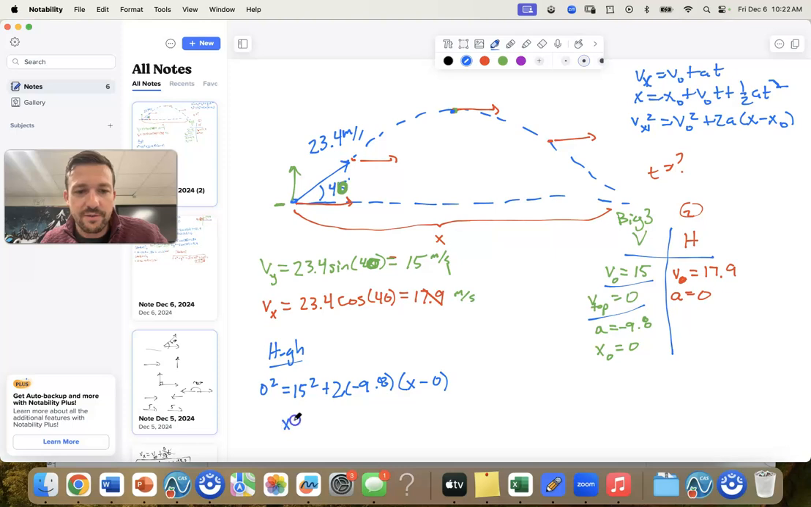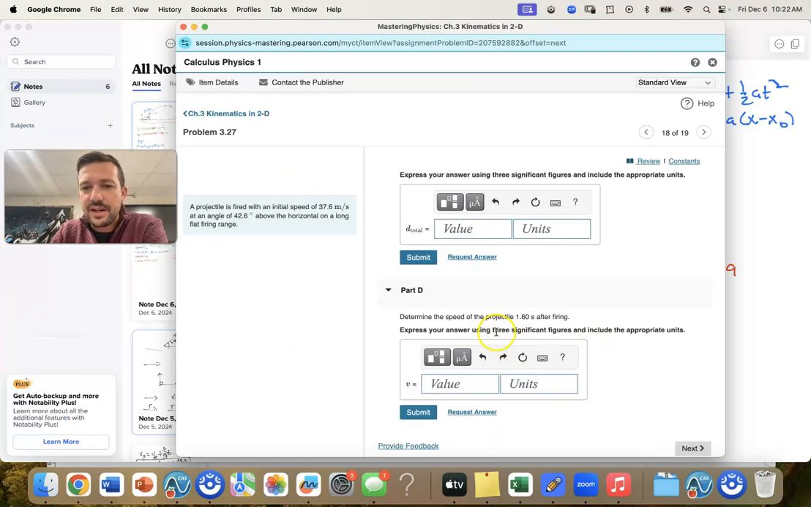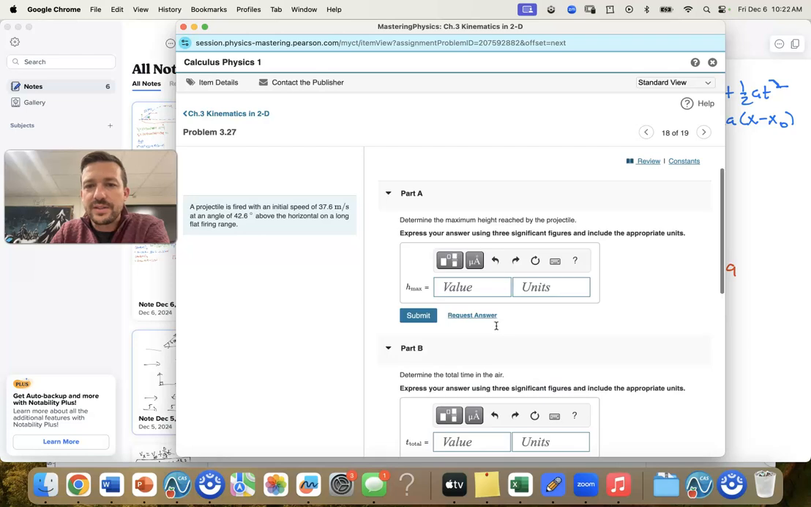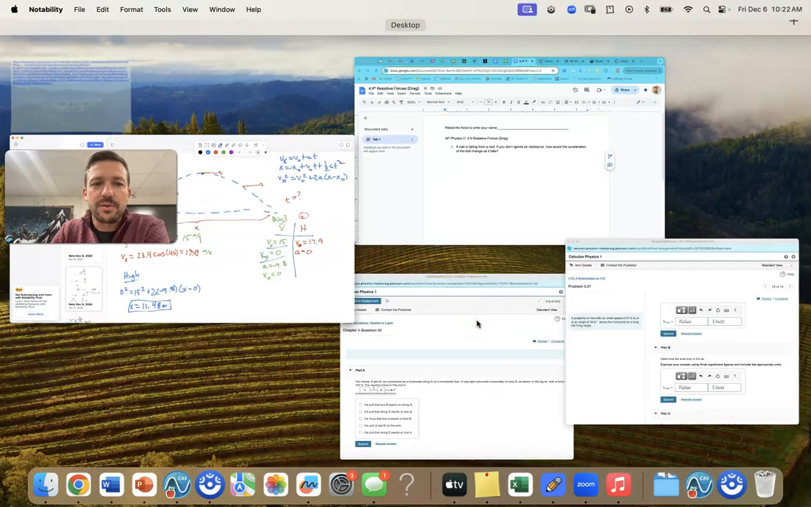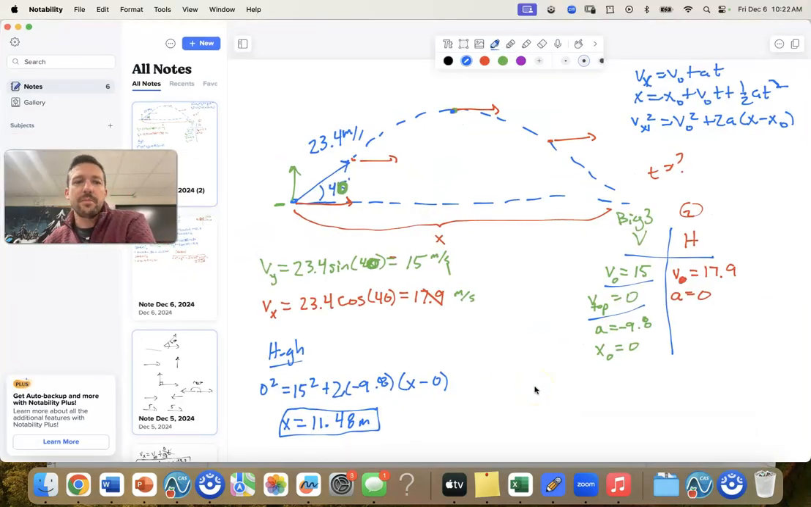So we get an answer of 11.448 meters. So that's how tall this one went, how high it went. Okay, the next thing, I think it asked for the amount of time it was in the air. Yeah, the total time it was in the air. Okay, I'm going to use the whole vertical stuff for that as well. Now I want the total time it was in the air.